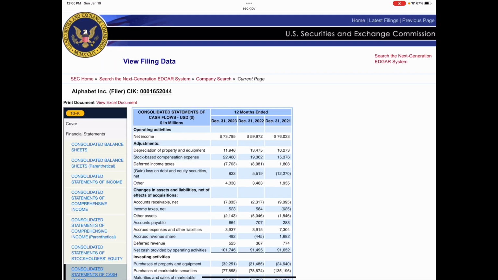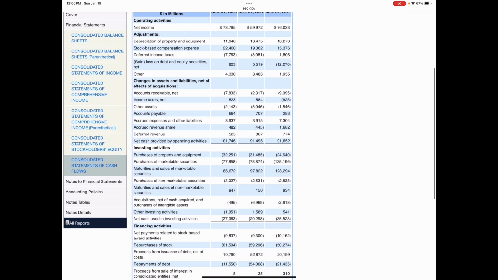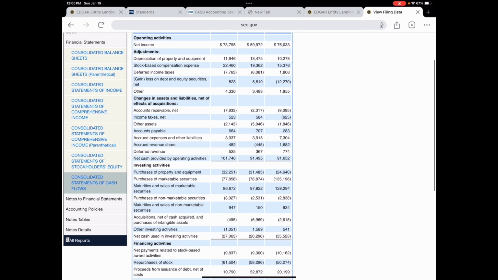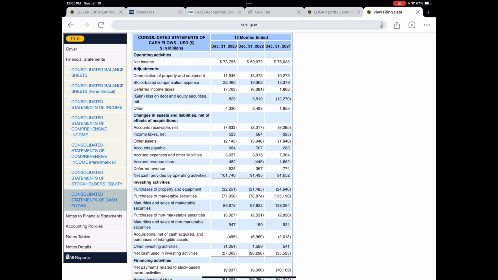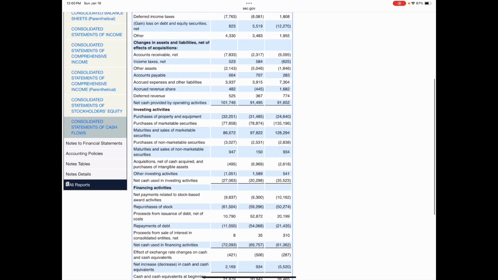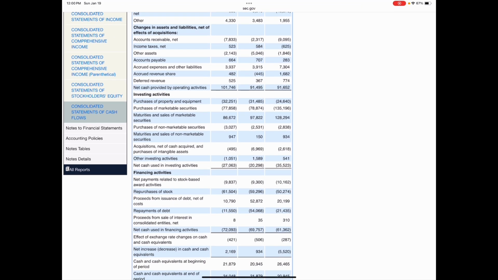And the statement of cash flows here, there are 3 parts. One is operating cash flow. Okay, so we can see Google generated $101 billion cash from operating activities. Also investing activities, the net cash used in the investing activity is $27 billion. So Google spent $27 billion for their investment, for either financial investment and the non-financial investment during this year.